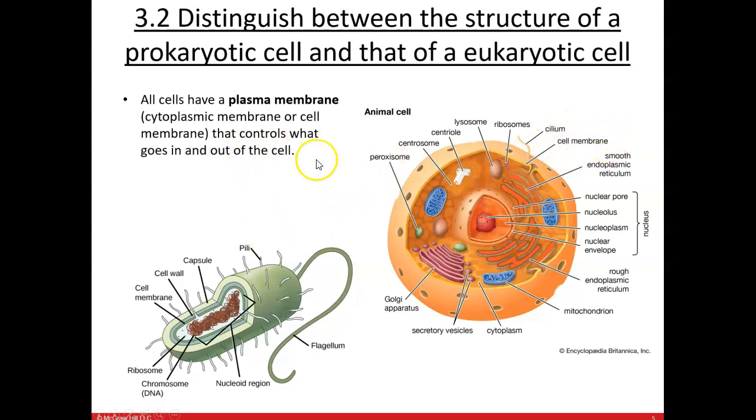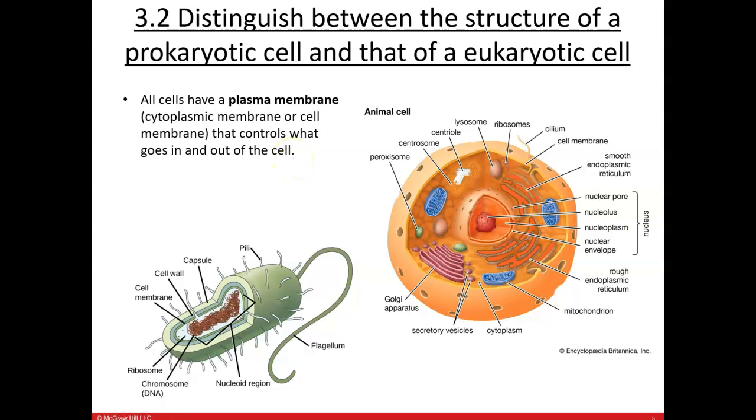So the plasma membrane surrounds the cell, and it surrounds the contents of the cell. So there's the plasma membrane for this one. On this one, the plasma membrane's right on the outside. But the plasma membrane surrounds the contents of the cell and controls what goes in and out of the cell. And when you think about that, that sounds pretty important.